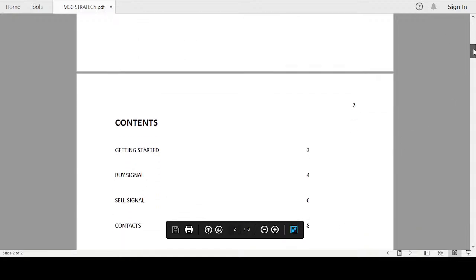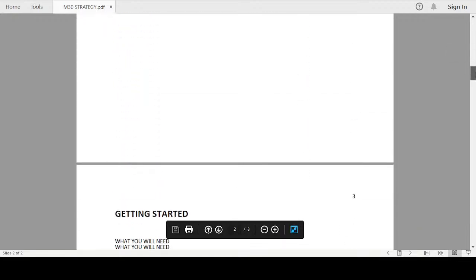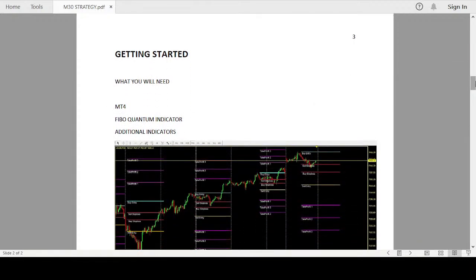But anyways, let's just look at the basics, guys. What do we need in order to do the 30-minute strategy? We just need two things. We need the Fibble Quantum indicator that you're all aware of, and then we need the additional indicator that's going to be placed on top of the Fibble Quantum indicator. Let's just move on a bit so you can see what I'm talking about.